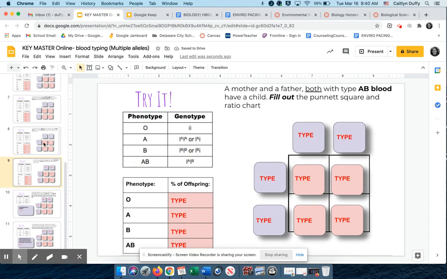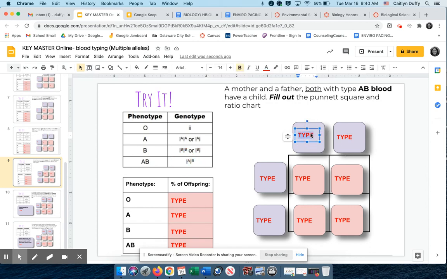All right, let's do another one. A mother and father both have AB blood. Fill out the Punnett square and the ratio chart. All right, AB. That's big I, big A, big I, big B. Let's do it. Big I, big A, big I, big B.